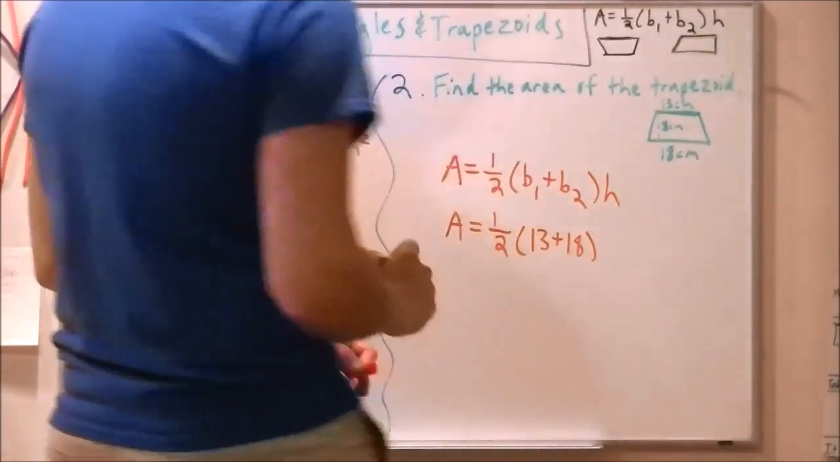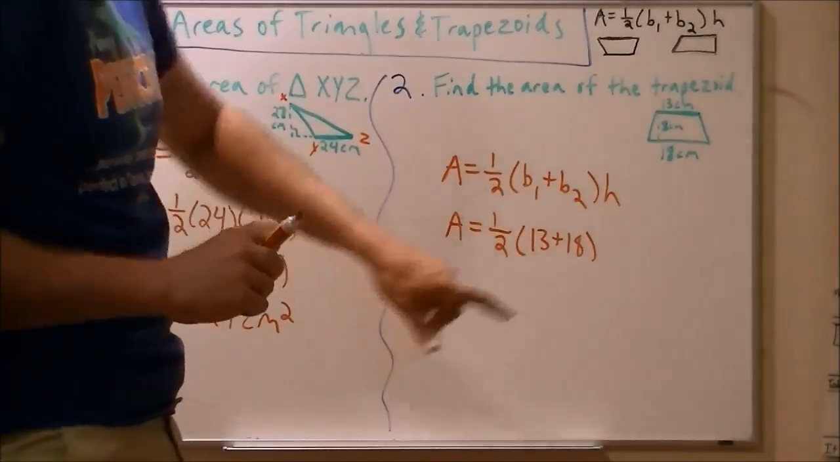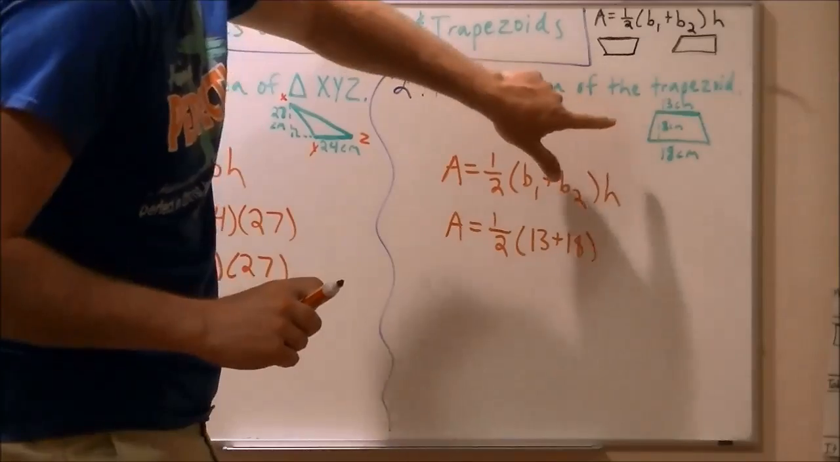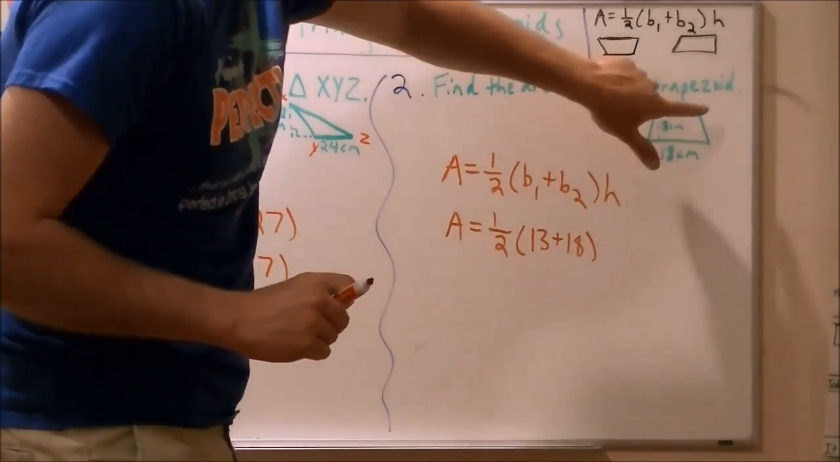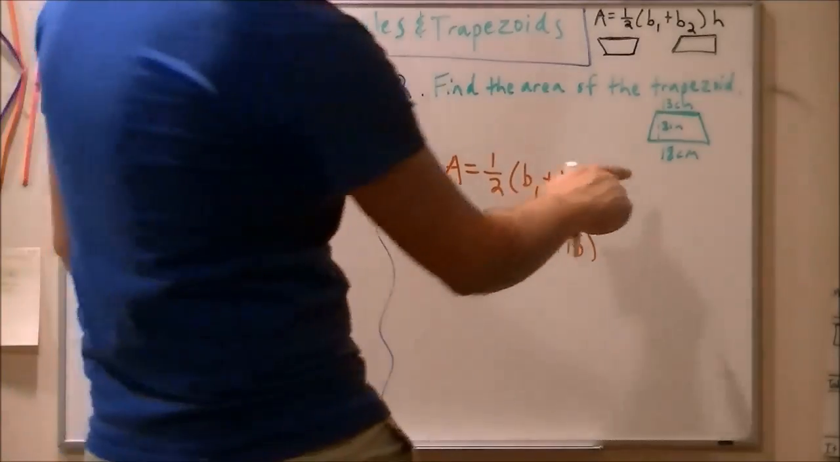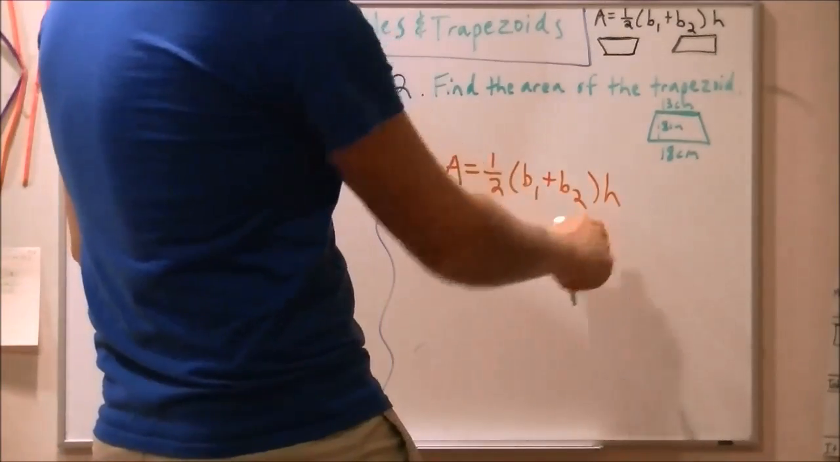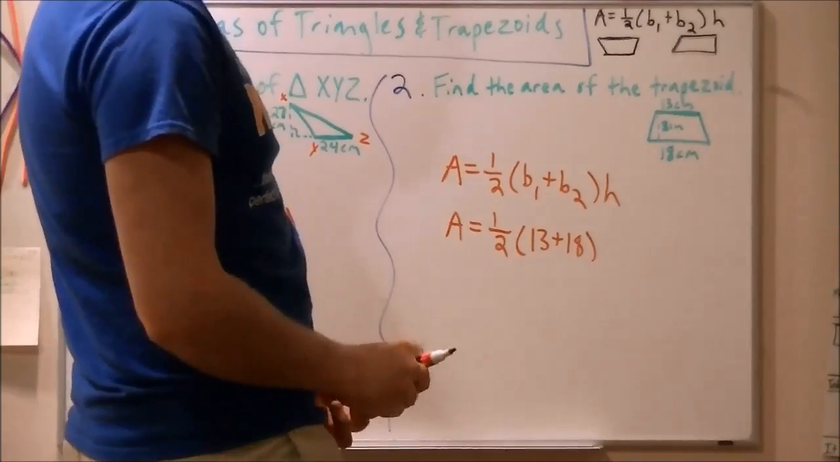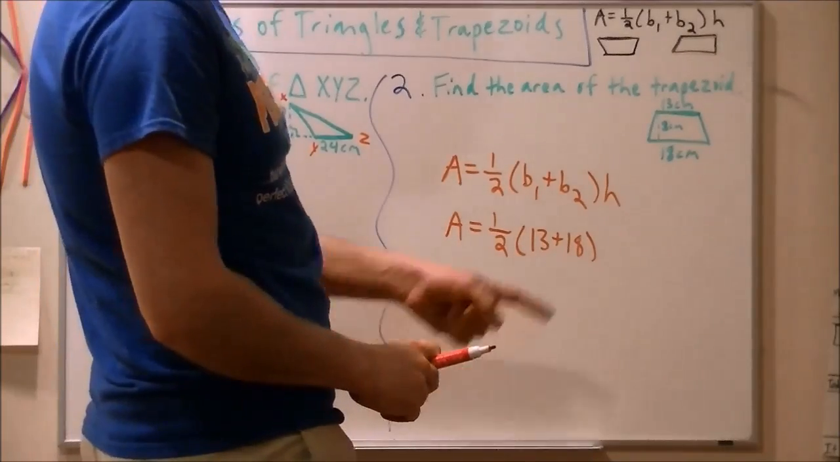But 13 plus 18, in parentheses, close it, because 18 is the length of one parallel base, and the one that's parallel to it, the length of that's 13. Close your parentheses. Now, put your h, or multiply it by your h on the outside. What is your h, or your height?